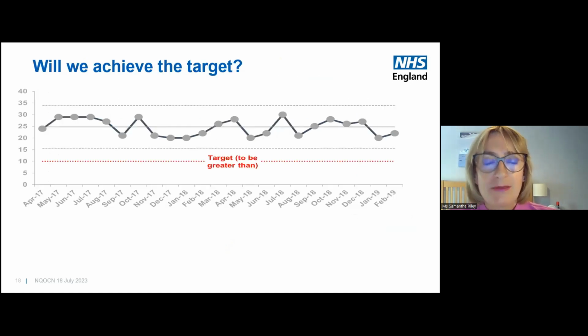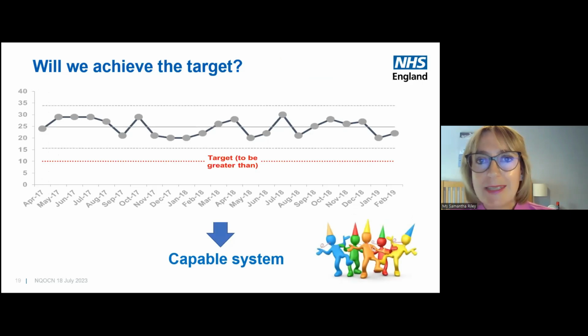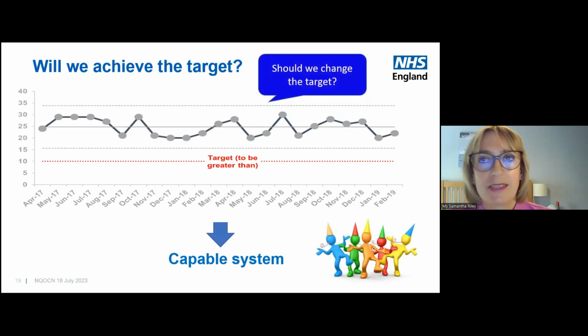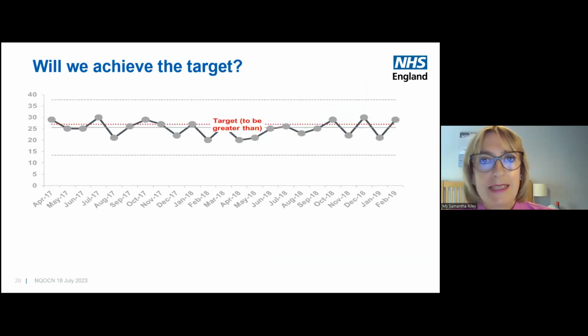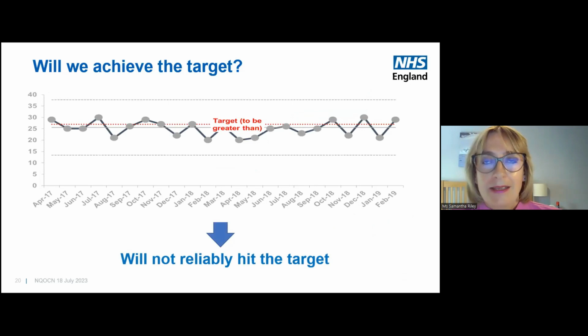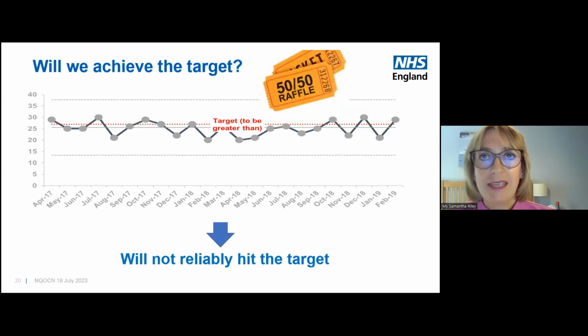In this situation, it's the opposite. So here we are always going to be achieving the target. We've got a capable system. So here we might want to celebrate. We might want to learn from what's going on here. We might want to think about changing the target. And in this last example, here we've got the target line very close to the mean line. This basically means that we're going to flip-flop between achieving the target and failing the target. That's going to happen at random. So it's going to be pretty much a 50-50 chance here. So I think in this situation, we would also need to do some redesign work.